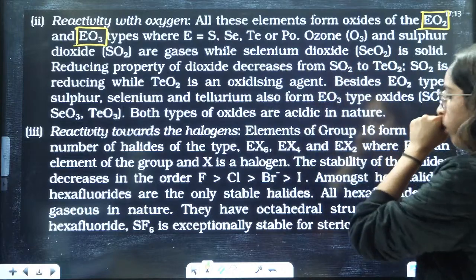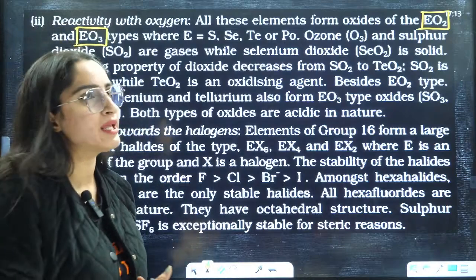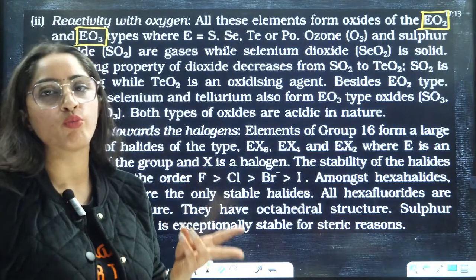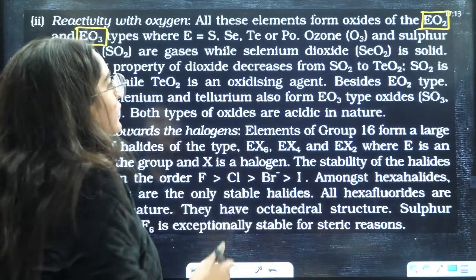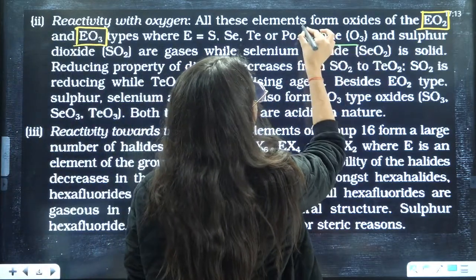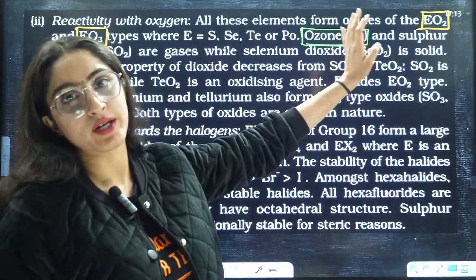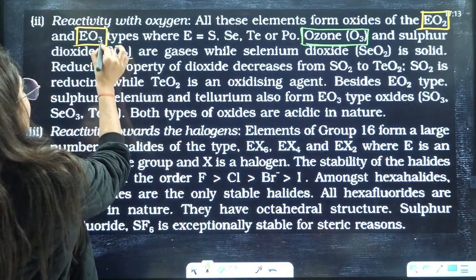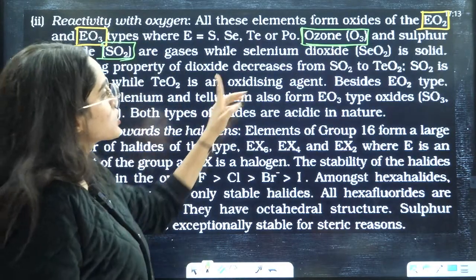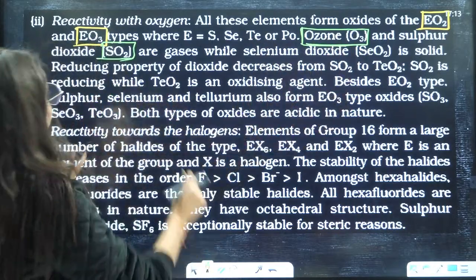Now let us see ozone. Ozone means when oxygen combines with two other atoms of oxygen, it forms O3, that is also called ozone. Now ozone is a very important compound, right? Ozone and sulfur dioxide, that is also an important compound, are gases, while the others are not gases. Selenium dioxide is a solid.